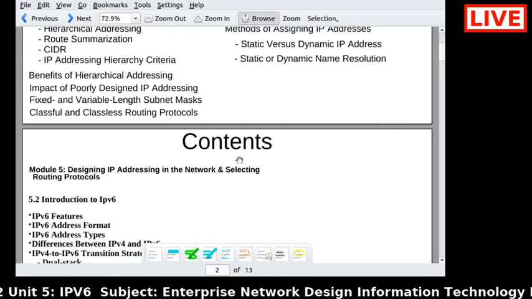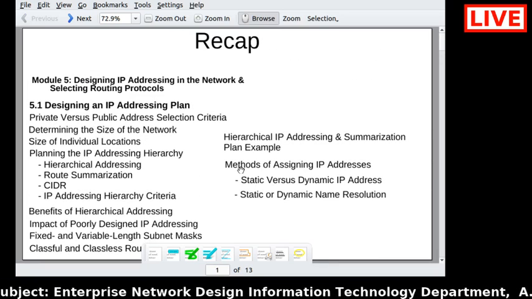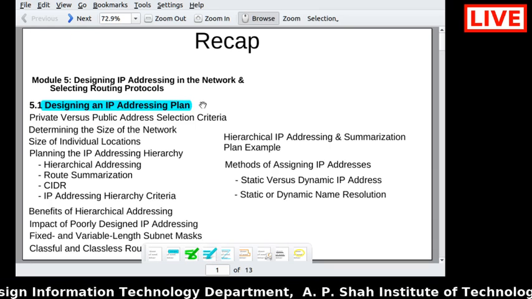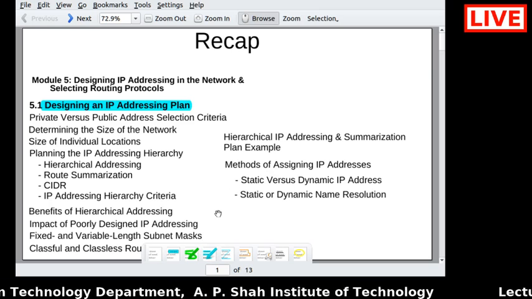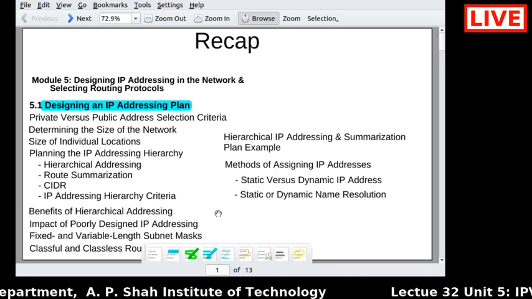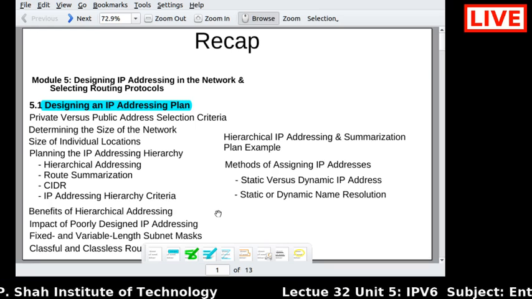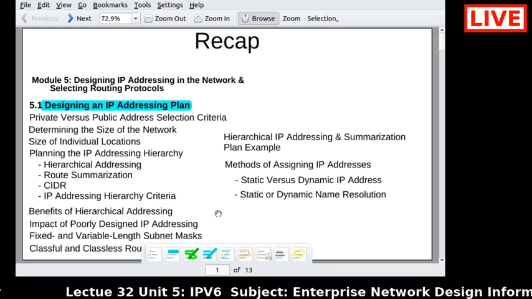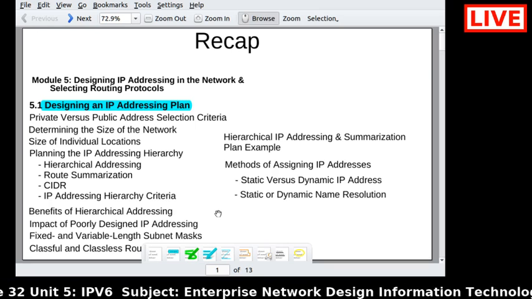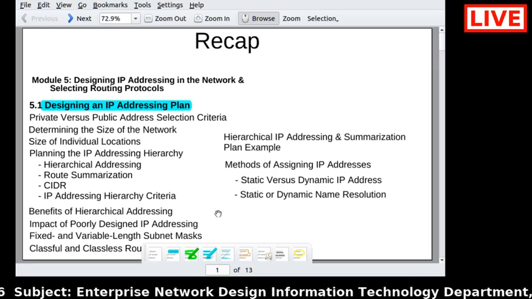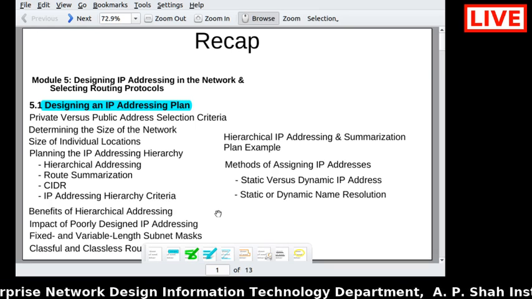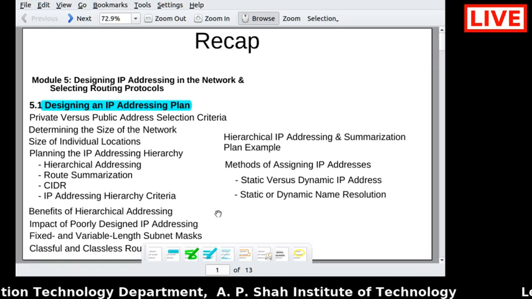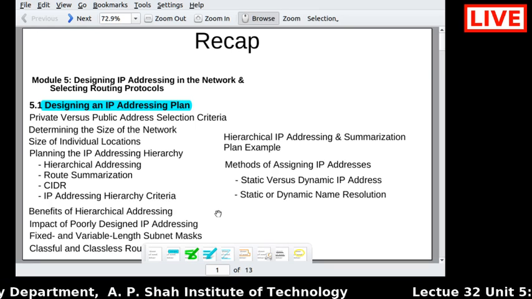First of all we will see what we covered in our last session. In the last session we discussed designing an IP addressing plan. Before doing the routing, or using any kind of routing protocol, you must understand how IP addresses can be given to your network topology. Only then are we going to study routing and the different routing protocols, and in which circumstances which routing protocol is used. For that purpose we must understand this IP addressing plan.